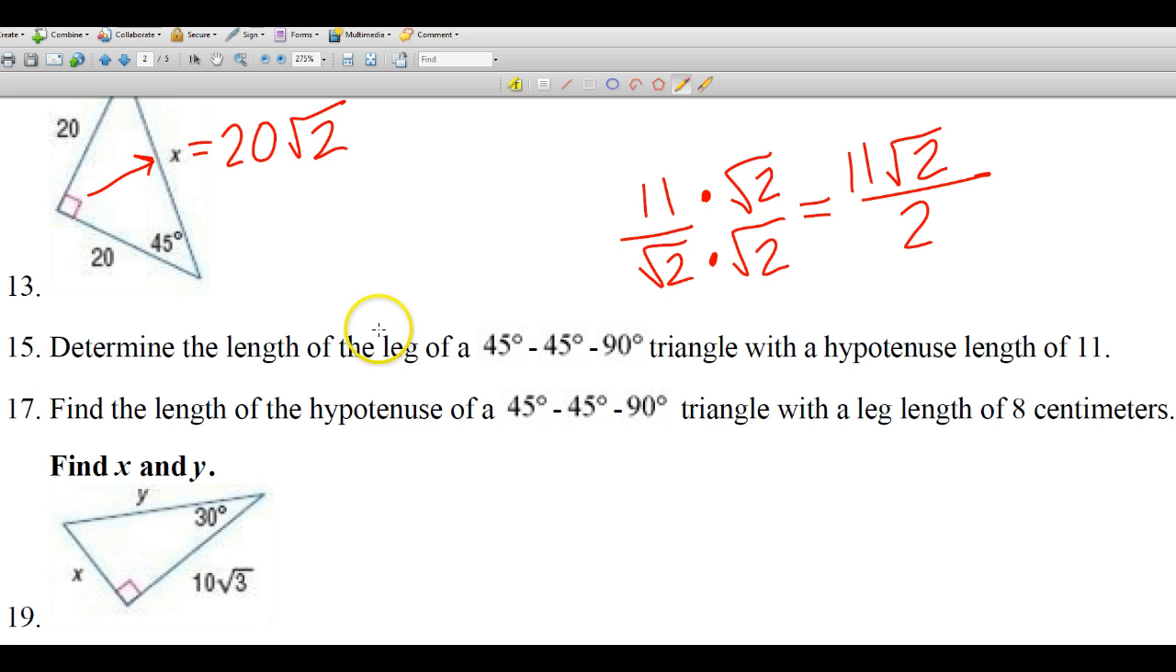For number 17, find the length of the hypotenuse of a 45, 45, 90 triangle with a leg length of 8 centimeters. So if you're given the leg, then to find the hypotenuse, you multiply the leg by the square root of 2.